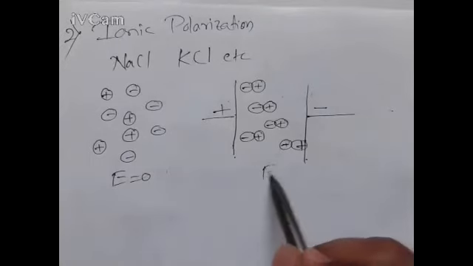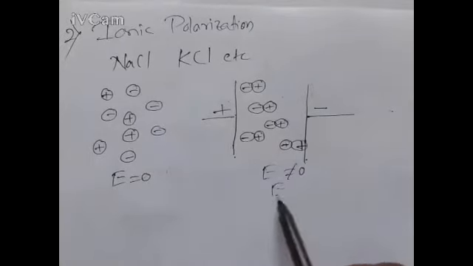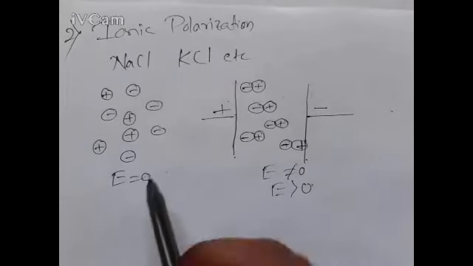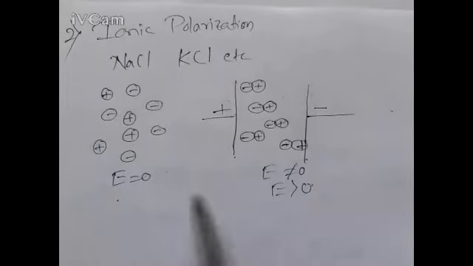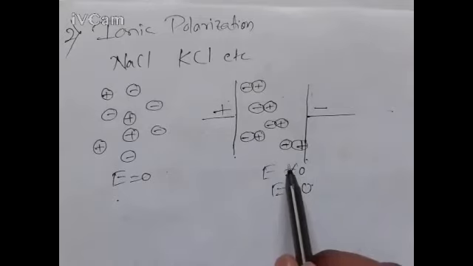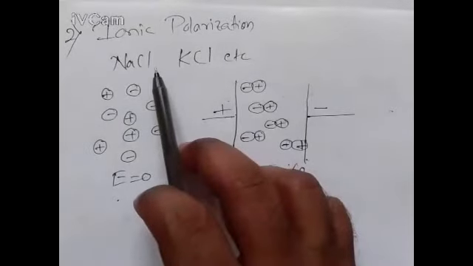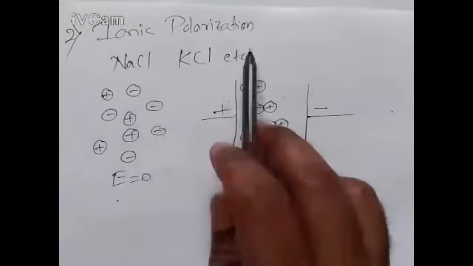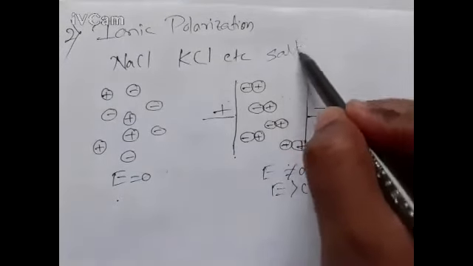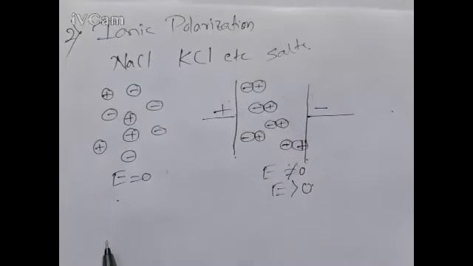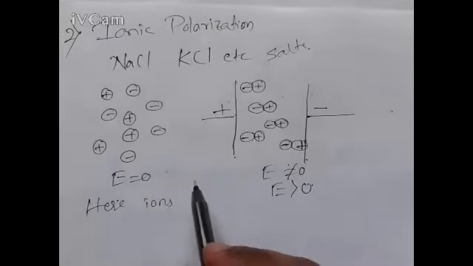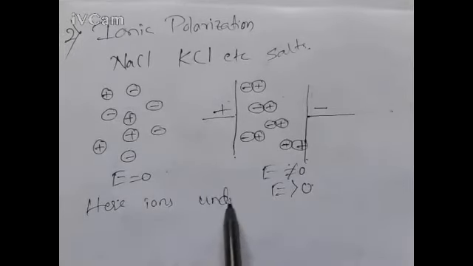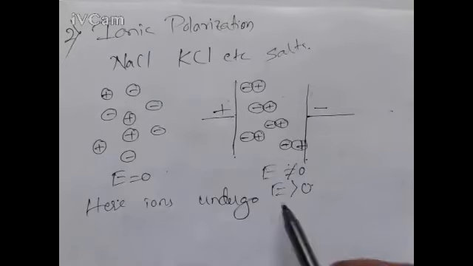Here E is not equal to 0, or you can say E is greater than 0, which is in the presence of electric field, and the earlier case is in the absence of electric field. This ionic polarization happens in ionic materials, such as these salts. There are so many salts in which this ionic polarization will happen. So here what happens is that the ions undergo displacement.